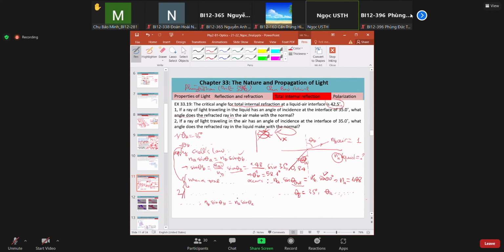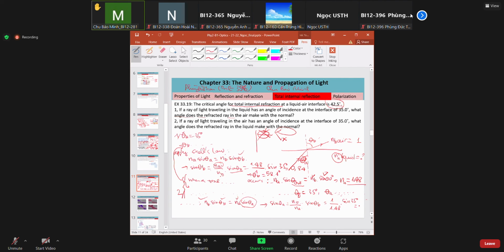Sin theta A. You know this. They ask you about this, right? Yes. So sin theta A will be equal to N B over N A sin theta B. The result, please. So the result is: N B in this case is 1, and N A is 1.48, multiplied by sin 35 degrees, equal.